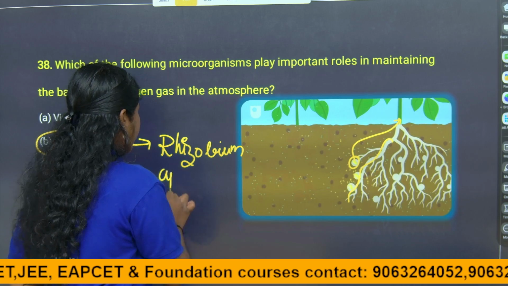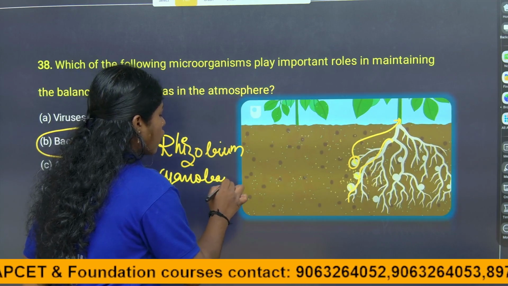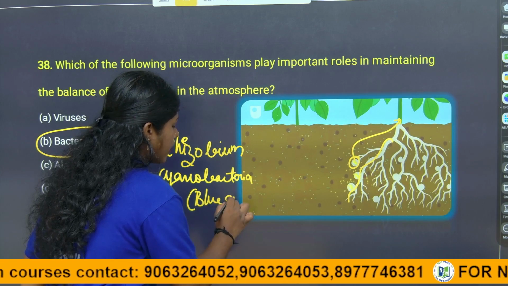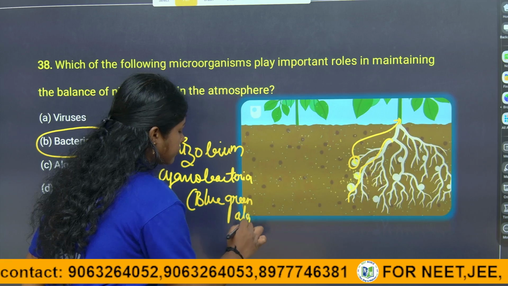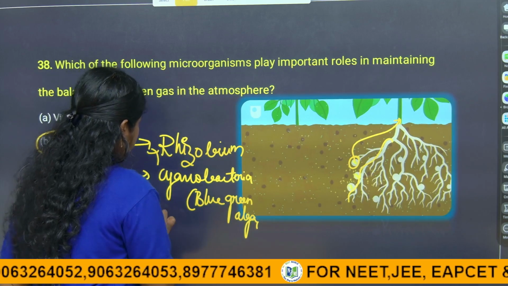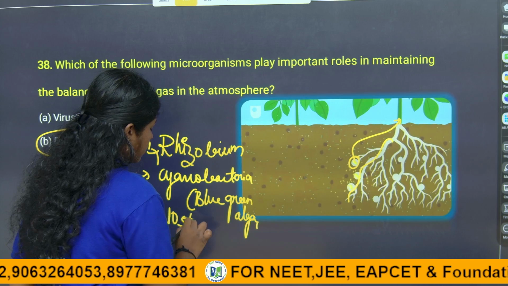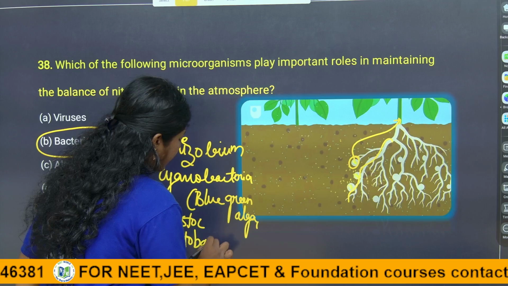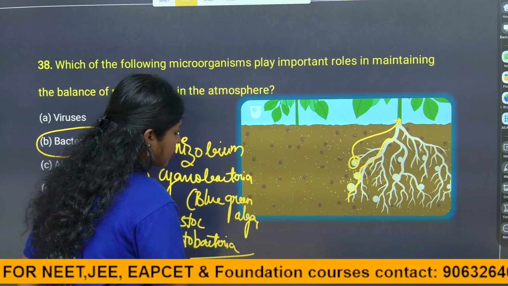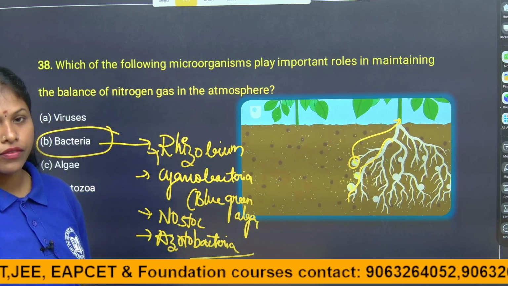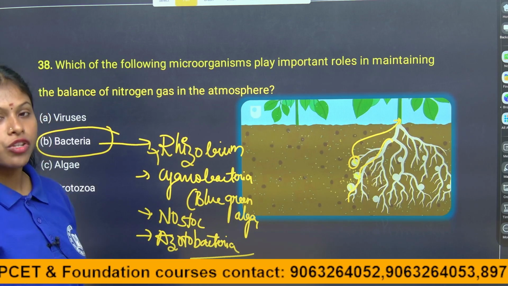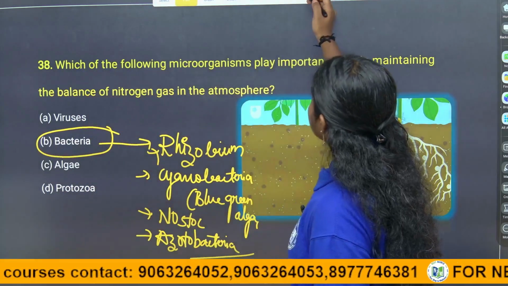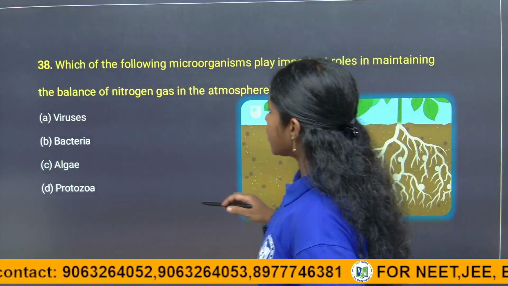blue green algae, cyanobacteria, also called blue green algae, and Nostoc, Azotobacter. These are examples of the bacteria which are able to fix the nitrogen and provide it to the soil and also to the plants. Thereby we utilize it for the formation of nucleic acids, proteins, DNA and RNA. So, this is the 38th question, children. The answer is B.